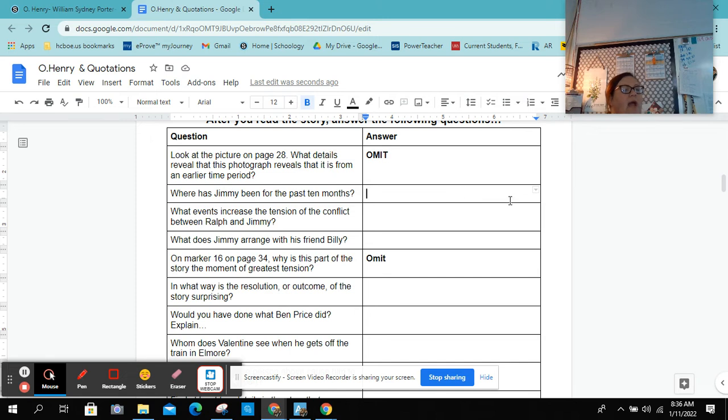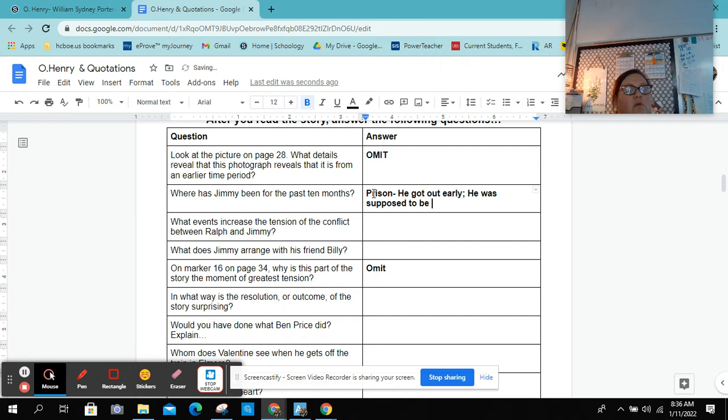Okay? So where has Jimmy been for the past 10 months? Prison. He got out early. He was supposed to be there for how long? Hold on, you're going too fast. He was supposed to be there for 4 years. Okay? It says 10 years. I just changed it to months.